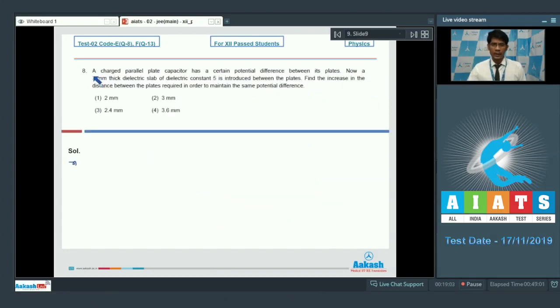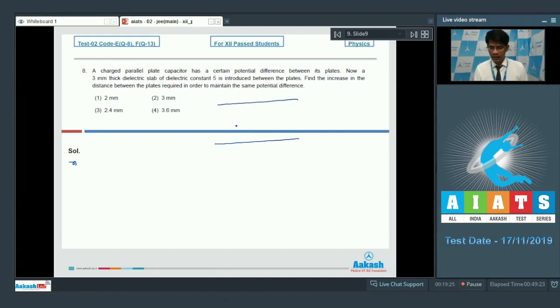In question number 8, a charged parallel plate capacitor has a certain potential difference between its plates. Now a 3 mm thick dielectric slab of dielectric constant 5 is introduced between the plates. Find the increase in the distance between the plates required in order to maintain the same potential. Let's have a bit of elaboration here.